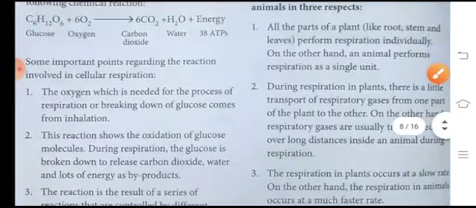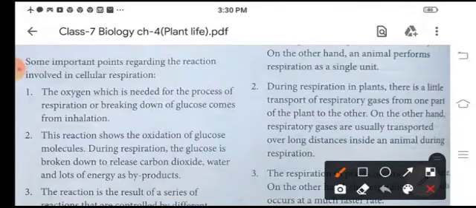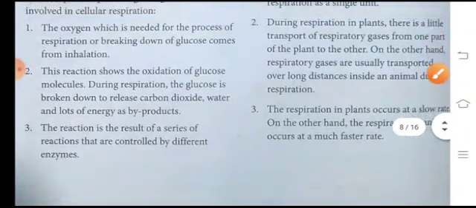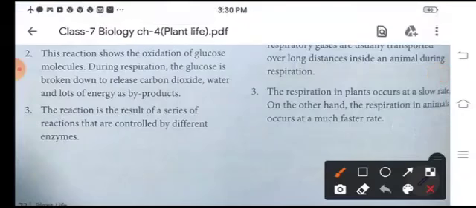Now, the reactions which are involved in cellular respiration: you know, children, that oxygen is needed in this process for breaking down the glucose, so it comes from the inhalation of air. Now, this reaction shows the oxidation of the glucose molecule. So the glucose breaks down to release carbon dioxide, water and a lot of energy. Now, it is a series of reactions which are controlled by different enzymes.